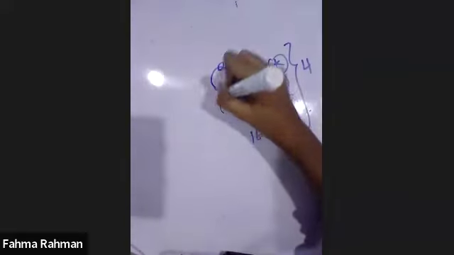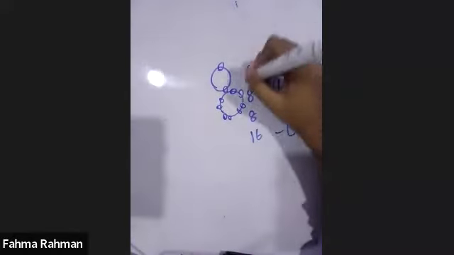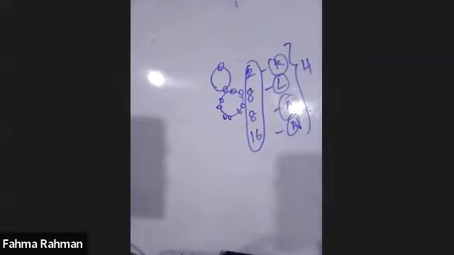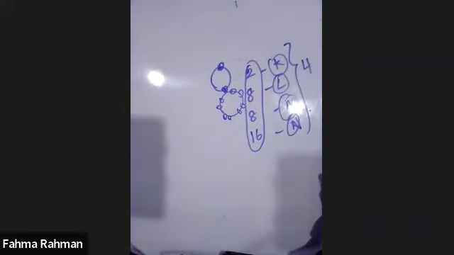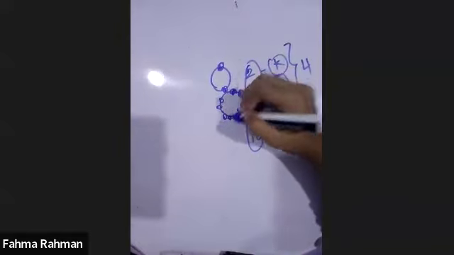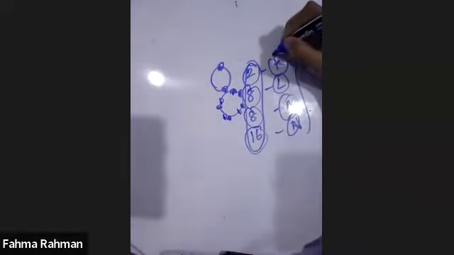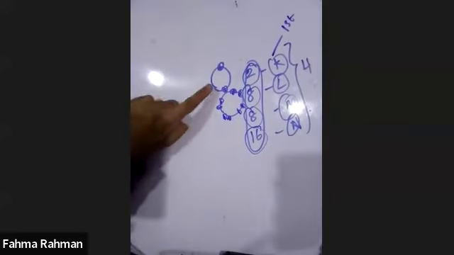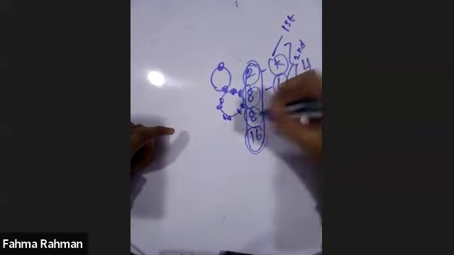If you take the second energy level, you can put 8 electrons. Basically, the number given here is the maximum number of electrons you can fill an energy level with. Only 2 electrons can be put in the first energy level, but in the second energy level, you can squeeze in 8 electrons. This is the maximum number of electrons for the respective energy level. If this is the third energy level, only 8 electrons.